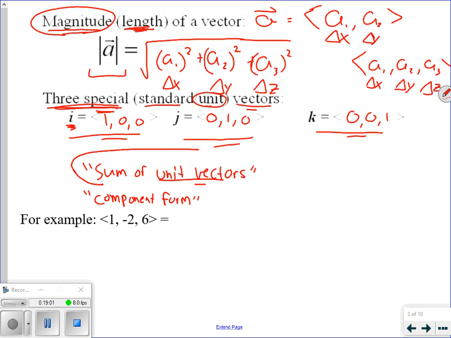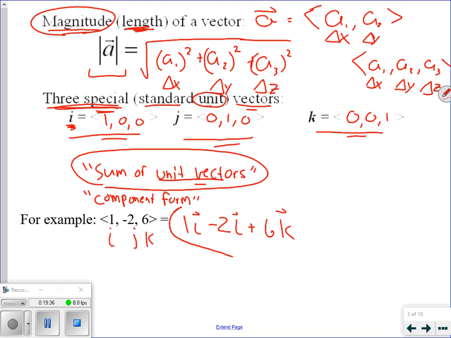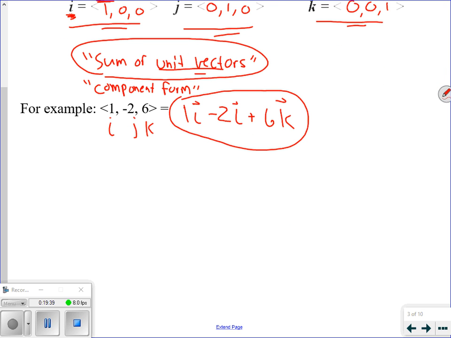But there is a way to write it as a sum of unit vectors. This is your I, this is your J, and this is your K. It's pretty simple. All you're going to do is write it as 1I, or you can just write it as I. And make sure you put a little line above it to signify that that is a vector, that is something that's important. So we've got 1I minus 2J plus 6K. This right here is a sum of unit vectors, because you can simplify this down and it's going to lead you back to component form.